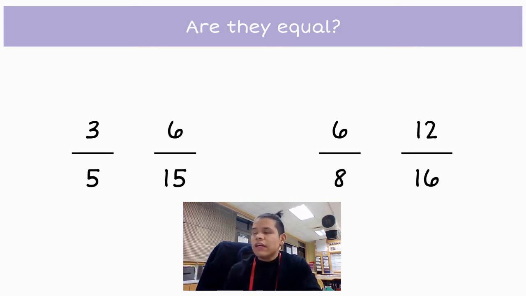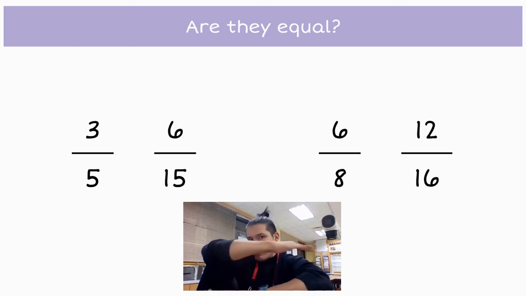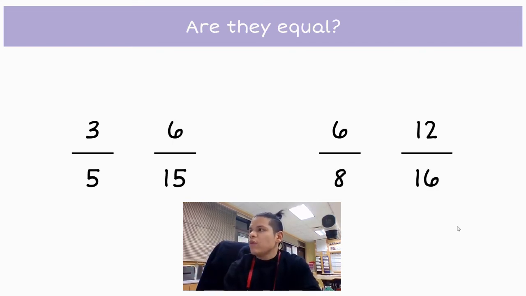Now, let's take a look and see if the fractions are equal. Remember, another word for equal is equivalent. We have 3 fifths and 6 fifteenths. I know that 3 times 2 equals 6, so 5 times 2 should equal the number we see here. It does not, so those are not equivalent. When you multiply by 2, you do not get 15 in your denominator, so they are not equivalent.